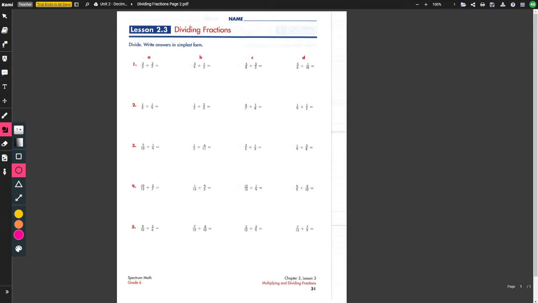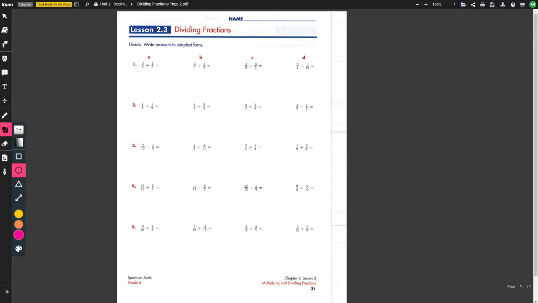I'm also going to let you know the ones you're going to be doing on your own also need to be either simplified or turned into a mixed number. So I would like you guys to try your best when solving those. You get a point for attempting, and then a bonus point if you get it right.